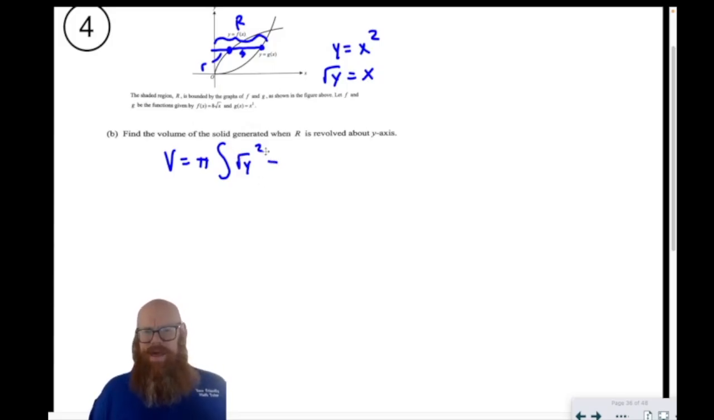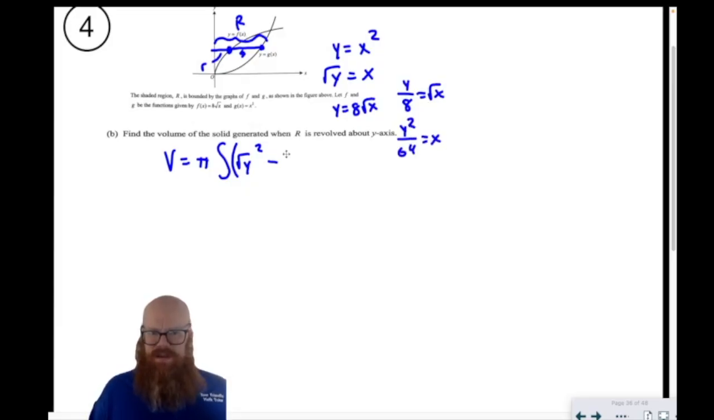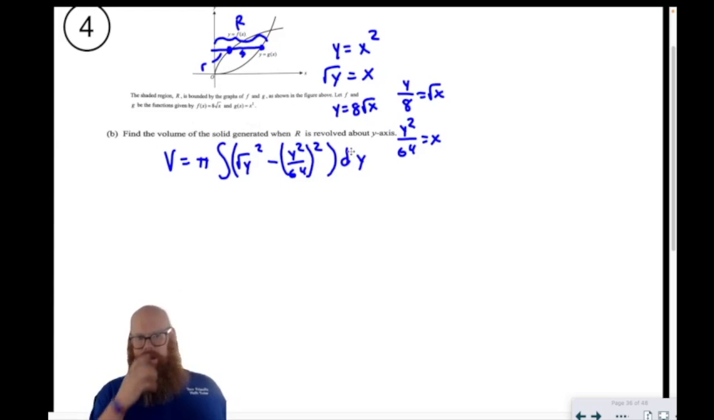And then I go to the other one, which is f. That's the inside radius, the little r. And that is where I have y equals 8 root x. So I have y over 8 equals root x, and then if I square it, I get y squared over 64 equals x. So now I'm going to have y squared over 64, squared. So big R squared minus little r squared, and now I have dy.